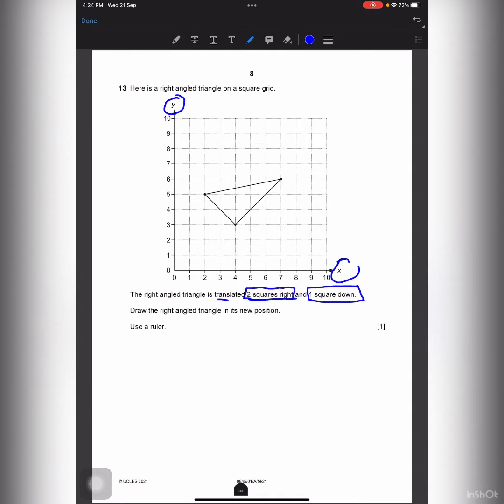Now we have to draw the triangle in the right position. So this is going to be a little bit easy. I'm going to start from this point. 1, 2. 2 squares right and 1 square down. So this is where our point will be.